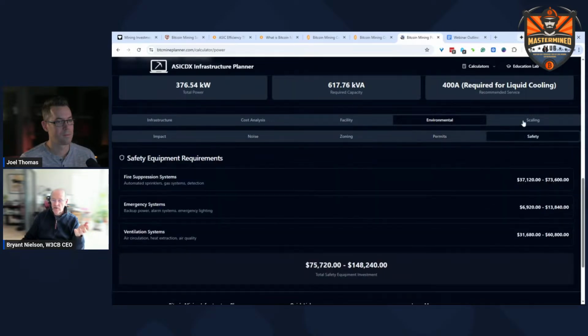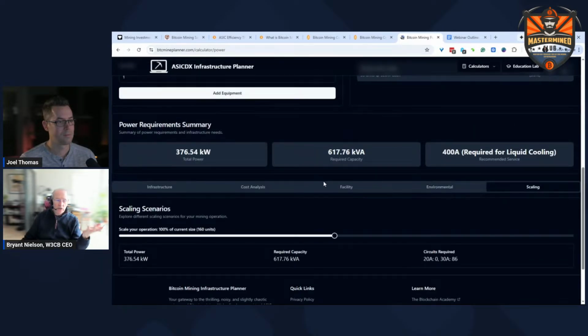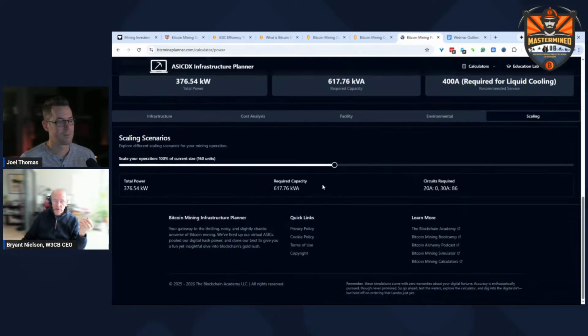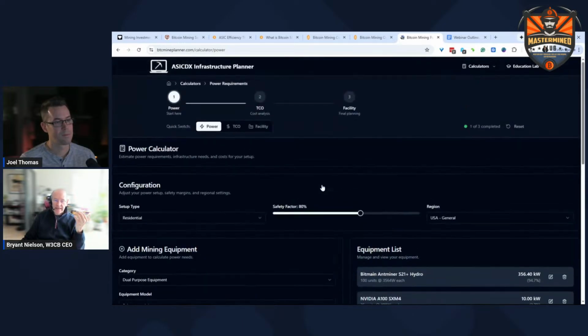Allows for you to then start to look at these things, and how do you go about scaling this? These are the kinds of equipment, answers and questions that you might have in terms of how do I build and how do I decide whether or not I really want to be in Bitcoin mining.